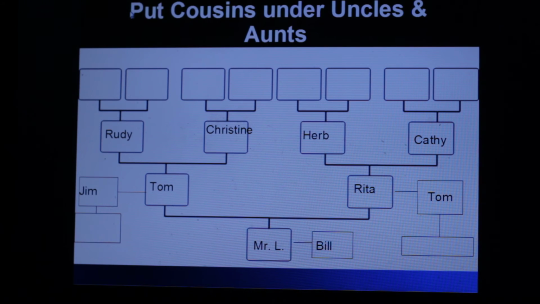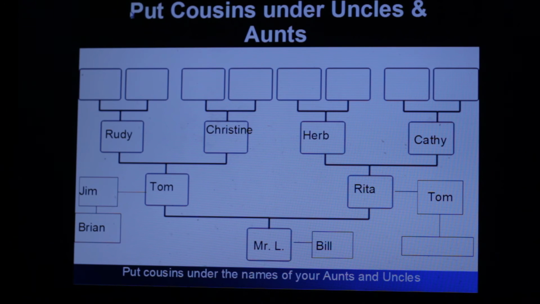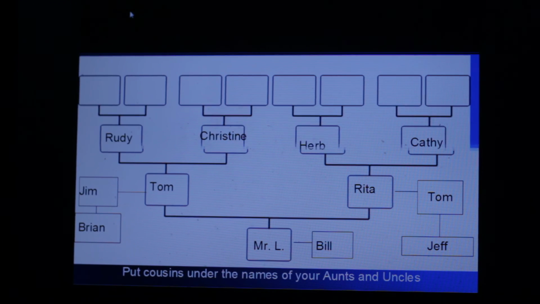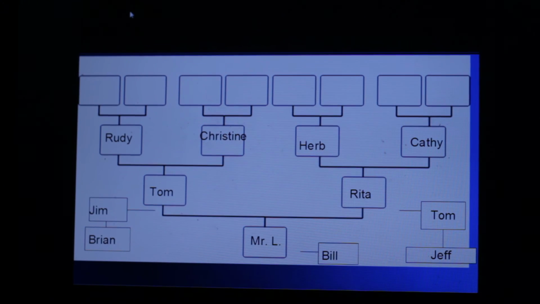Now put your cousins under your uncles and aunts. So you see where Tom is. Jim, I have, my cousin is Brian. We're about the same age. But he's my dad's brother's son, so he's a cousin, goes down that way. He doesn't connect to my family, me directly, but he is a cousin. And over by my mom, Tom, she's got a son called Jeff. So he's my cousin. So a lot of you have cousins. That's where you put them. If you need more room, just take as much room as you can.